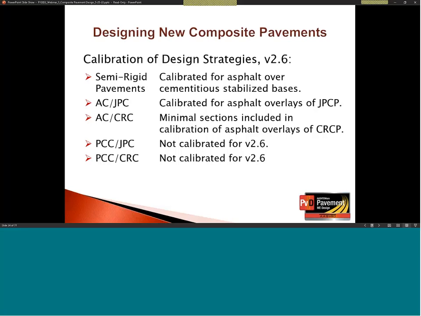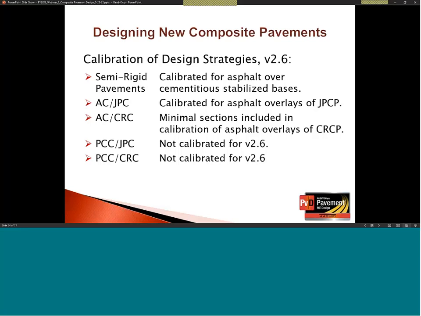For semi-rigid pavements, version 2.6 was calibrated for asphalt layers over cementitious stabilized base layers. And remember, those are layers where the modulus of rupture is less than 400 psi at 28 days. It was calibrated for that, so it is appropriate to use version 2.6 to design and or evaluate what's defined as semi-rigid pavements.